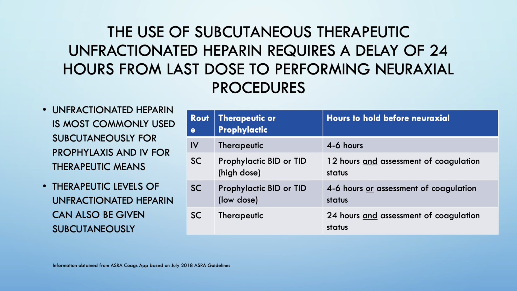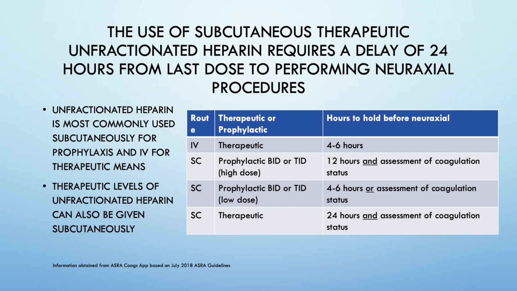Now, we give Lovenox frequently in a therapeutic dose. We give many of the other newer anticoagulants in a therapeutic dose, although heparin given sub-Q is often not given in this way. The table I created here outlines the amount of time that you have to hold heparin before you attempt neuraxial anesthesia. What we see commonly is IV therapeutic heparin, which after it's turned off, we need to wait at least 4 to 6 hours. We oftentimes will see subcutaneous low-dose prophylactic sub-Q heparin.